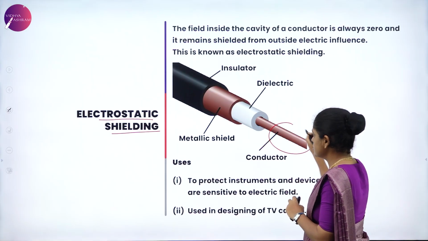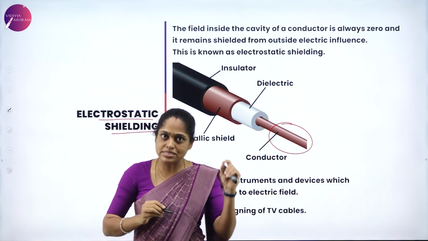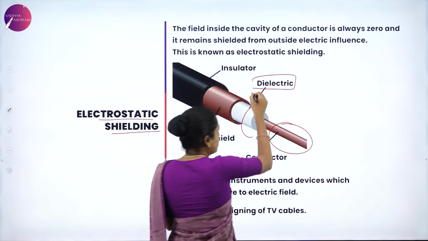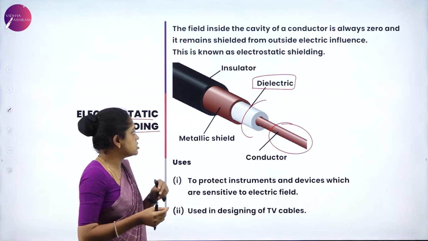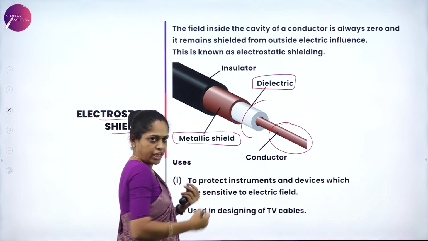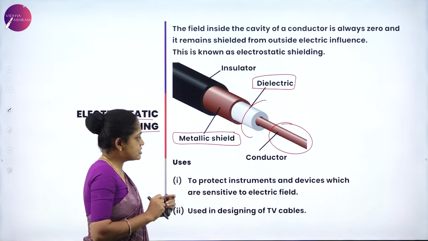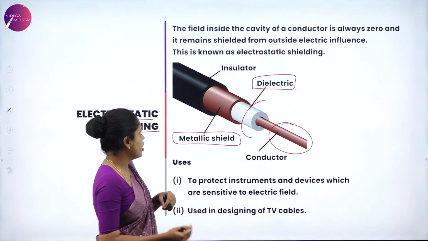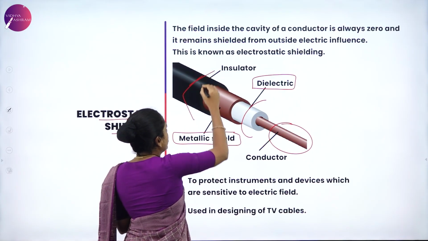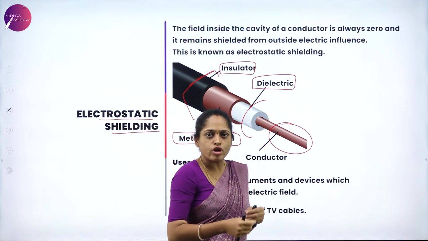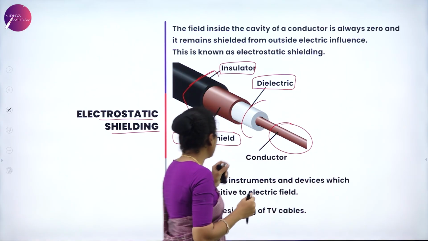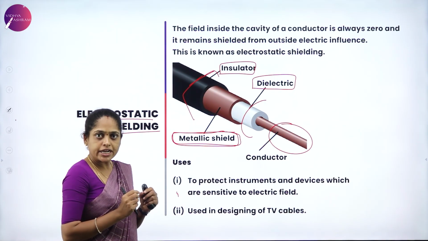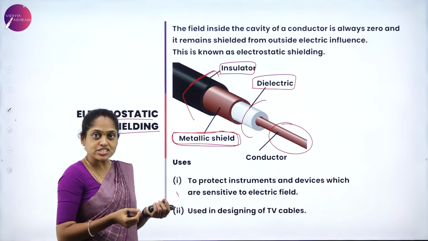The inner one is the conductor where the signal is carried, and this is covered by the dielectric which separates it from the metallic shielding. This shielding protects the conductor which carries the signal from the external electric field, and the last, that is the outer one, is the insulator which is used for protection. Here, how does this metallic shielding protect the conductor which is carrying the signal from the external electric field?